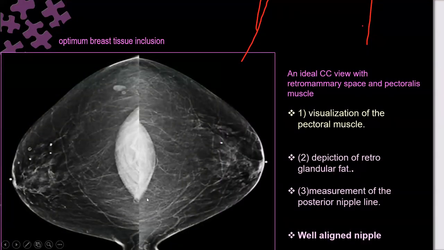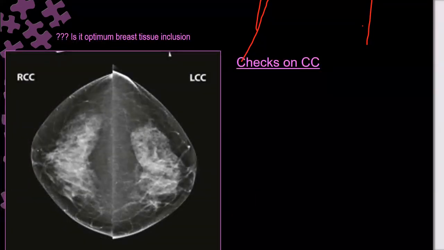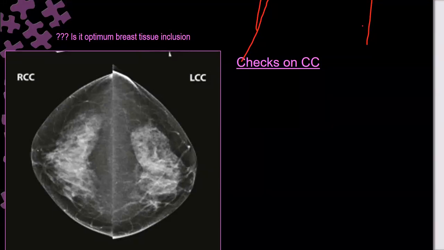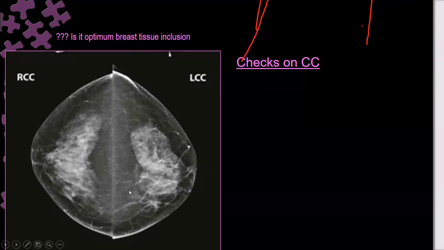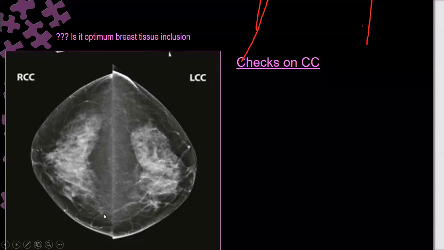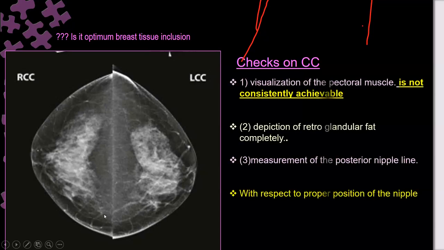In this case, you said optimum because you could see the pectoralis on both sides with a well-aligned nipple. We said we have three criteria to evaluate for the CC inclusion. After evaluation of the nipple, you have three criteria for the inclusion of the breast: visualization of the pectoralis, depiction of retromammary fat, or measurement of the posterior nipple line. Here, visualization of the pectoralis is missing, but depiction of the retromammary fat is available. So it is optimum because we can see to the end of the parenchyma on both sides, medial and lateral. Sufficient visualization, even at the periphery. The inframammary fold is very clear and the nipple is more or less central. So it is optimum.